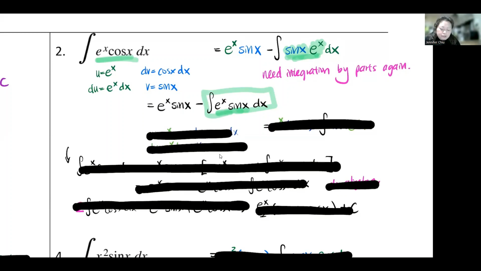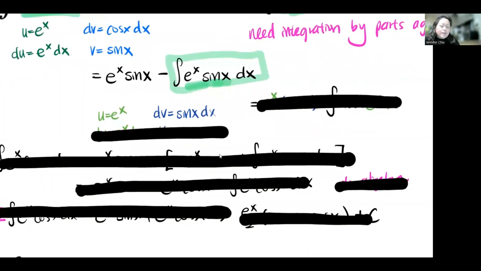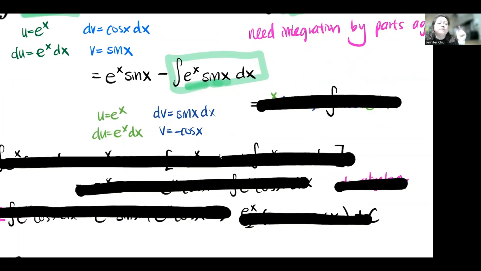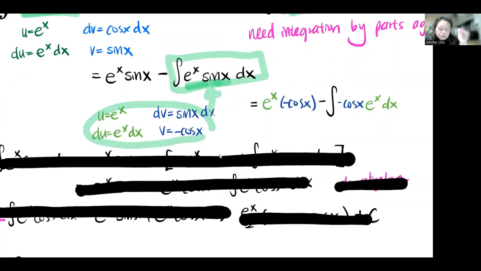All right, so now my new u is still e to the x, but my dv is sine of x dx. Okay, and then I take the du and the v. So du is still e to the x dx. v is now negative cosine x because the derivative of cosine is negative sine x, right? Now with these pieces, I do integration by parts. So that becomes uv, e to the x times negative cosine x, minus v du, so minus negative cosine x e to the x dx. Again, you're going to say it's still the same as before. Yes, it is. And this is a good thing.